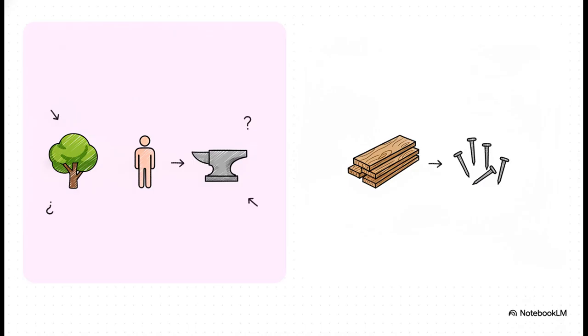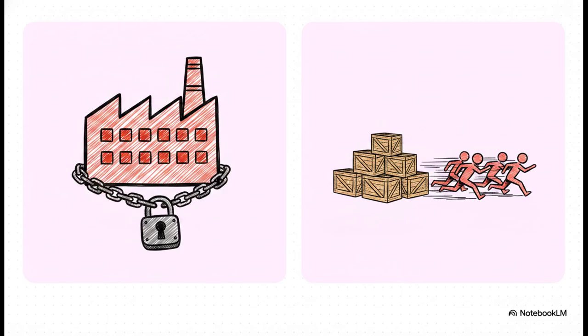Intermediate inputs, on the other hand, are goods or services produced by others that you use up in your own process. Think of a carpenter making chairs. Their own labor and tools are primary inputs, but the wood and nails they bought from someone else, those are intermediate inputs.